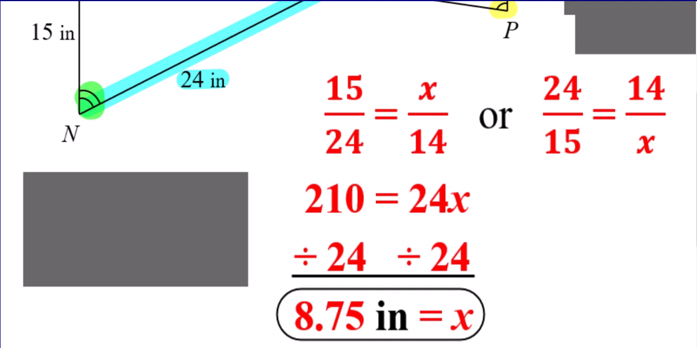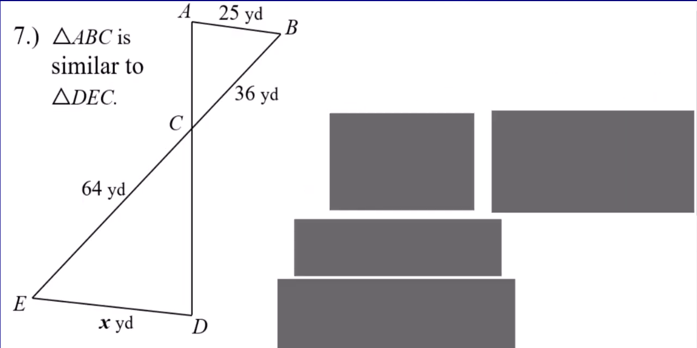I think you will be able to do problem number 7 on your own. Now, I didn't put the arcs on the angles this time, but number 7, very similar type of problem to number 6, except instead of having the bigger triangle on the left and the smaller one on the right, this time the bigger triangle is at the bottom and the smaller triangle is at the top.